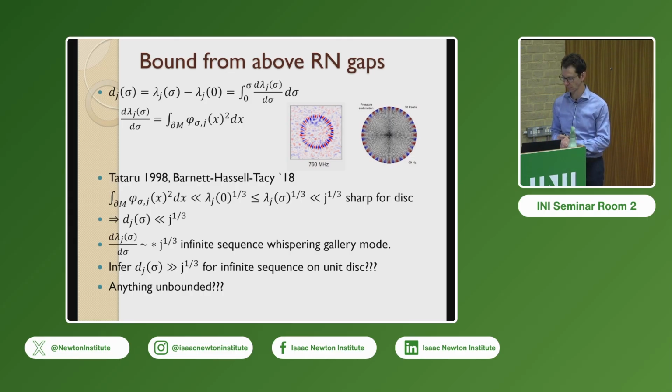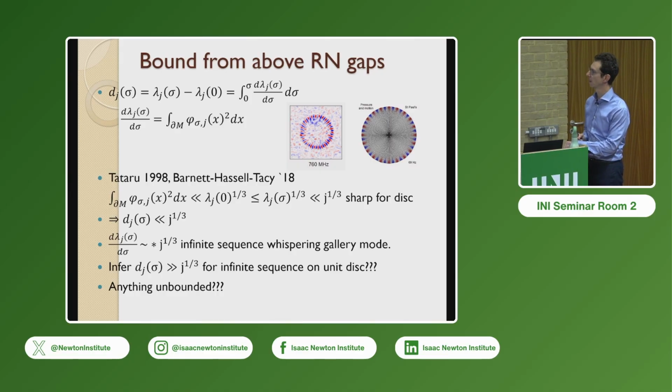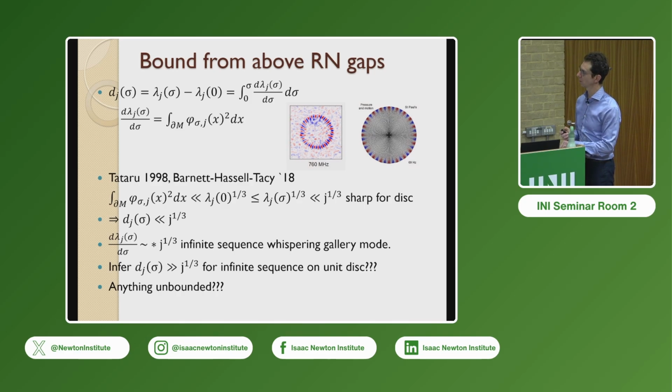Now, why did we discuss that the disk billiard is a natural example for the bounded Robin-Neumann gaps? Let's first show how to show the upper bound. Again, we apply the variational formula. By the variational formula, the Robin-Neumann gap is the integral of the derivative. That's the fundamental theorem of calculus.